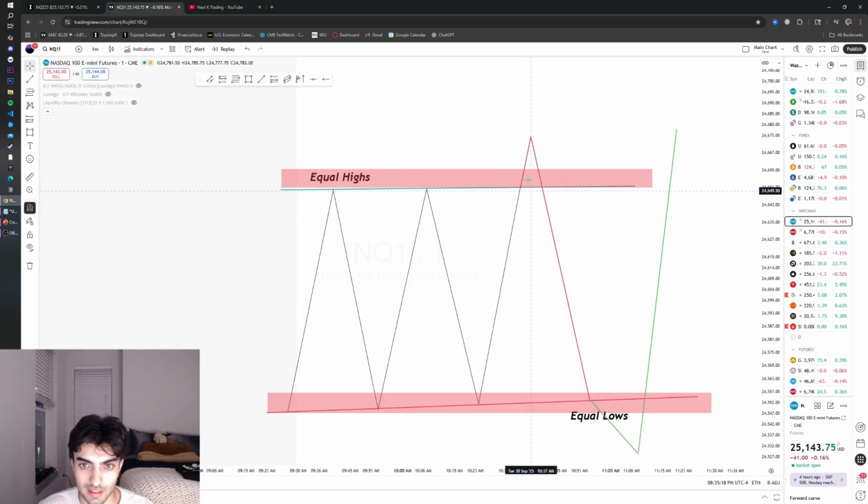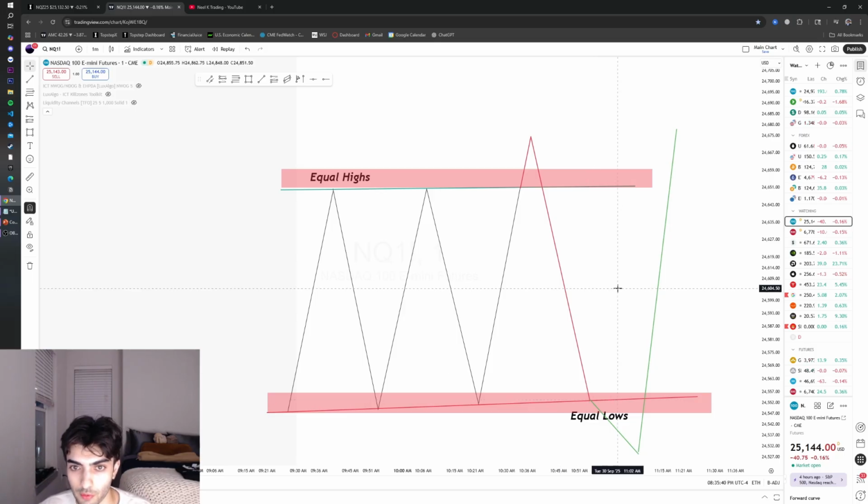So while this is resistance, you're going to see a lot of people, you have to think like the 99% of traders who don't end up making it in the market. They see this as resistance. They think we're going to go straight back down. So if you short this level and you end up seeing this get swept, you're going to get stopped out, and then it's going to go in your original direction.